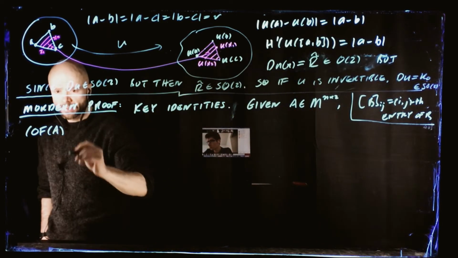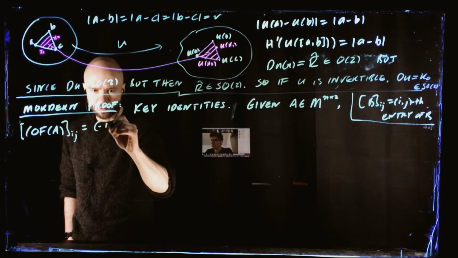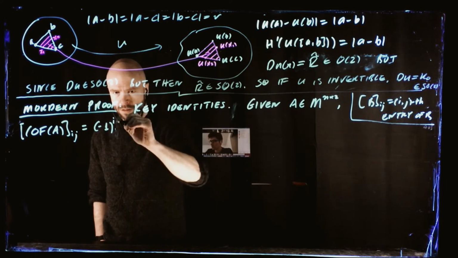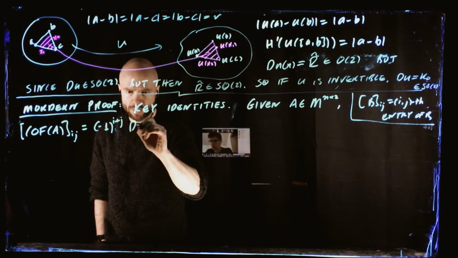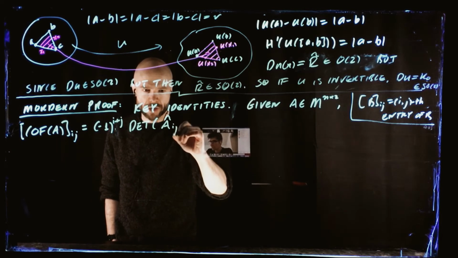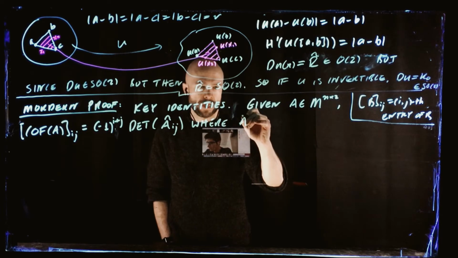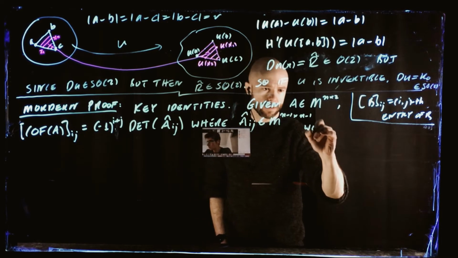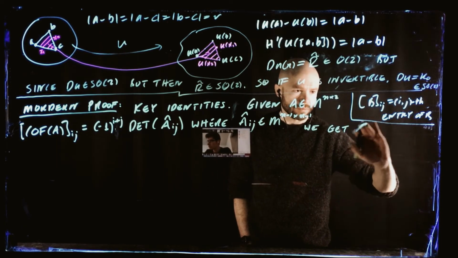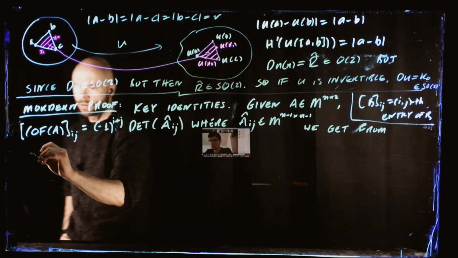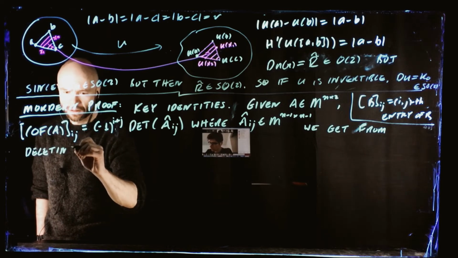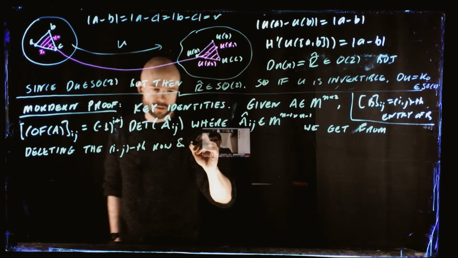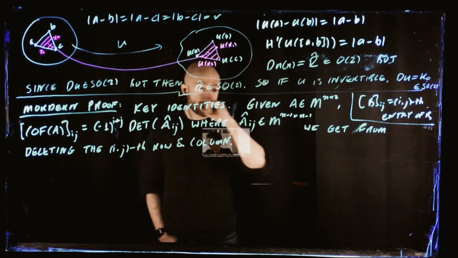So the cofactor matrix is an n by n matrix, as you know, and it's given by this. It's given by -1 to the power i plus j, times the determinant of what I'm going to call A hat, ij, where A hat, ij, is this matrix in n-1 times n-1, which we get from deleting the ijth row and column.